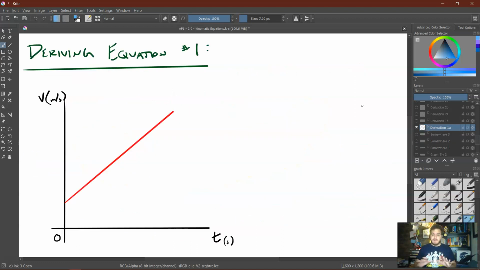I want to be clear, these 4 equations don't go in a particular order. I'm going to call them 1, 2, 3, 4 in this video, but they don't really have specific names. They're just the 4 kinematic equations.